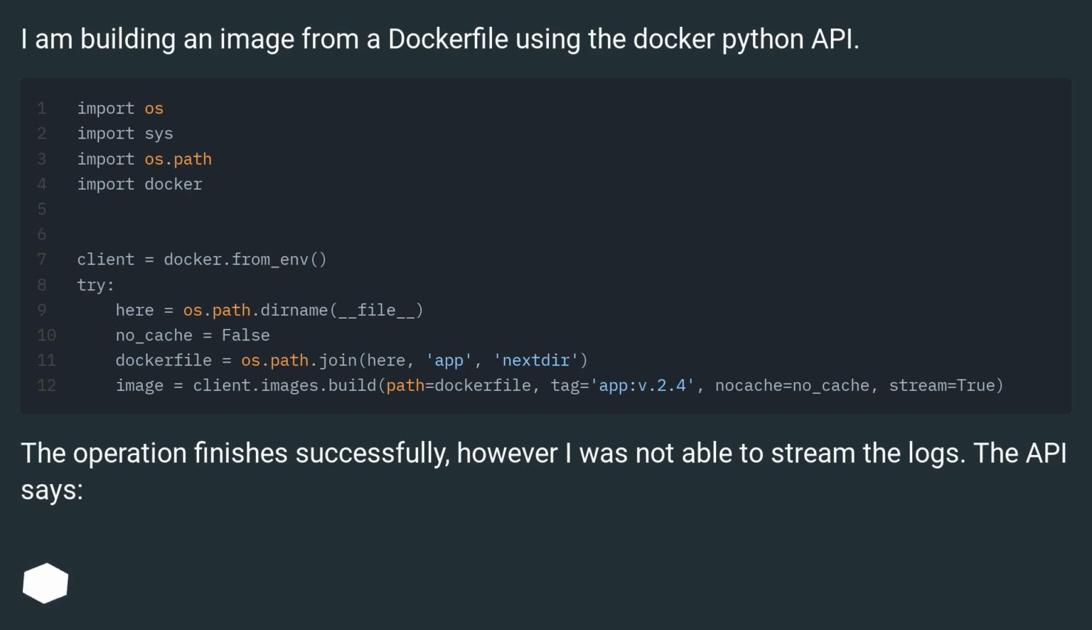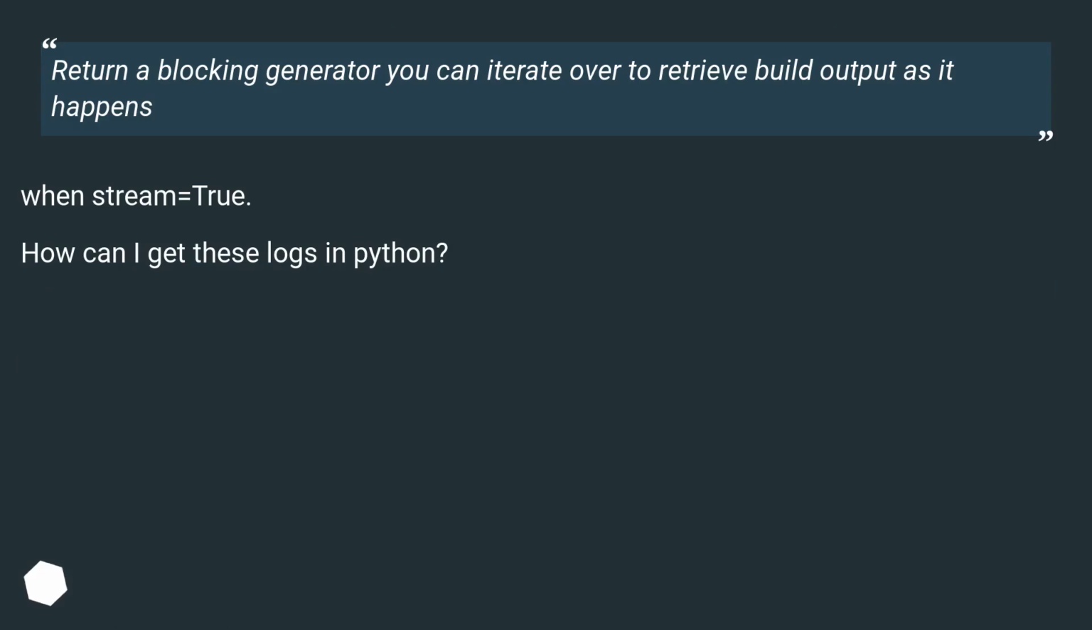The API says it will return a blocking generator you can iterate over to retrieve build output as it happens, when stream equals true. How can I get these logs in Python?